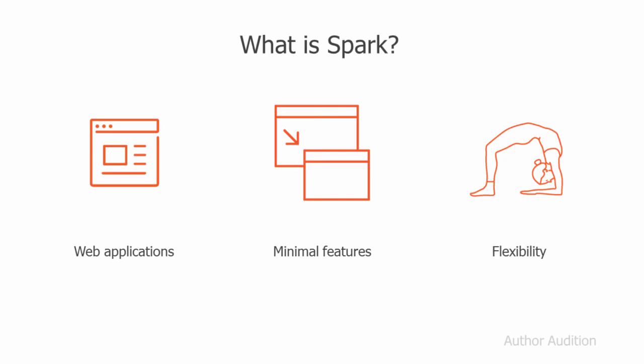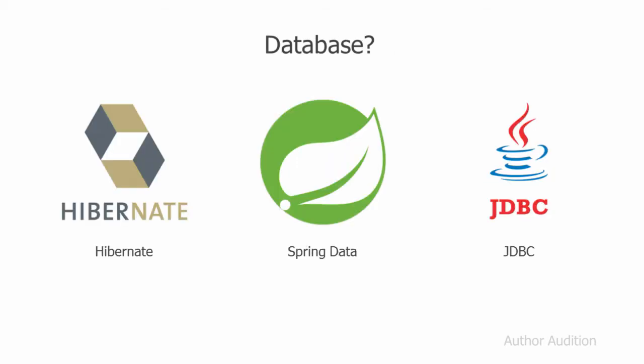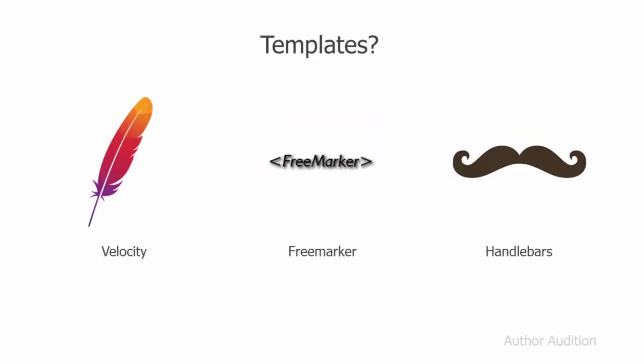Spark is a microframework for writing web applications. The micro part of the name means it's small and simple. For this reason, Spark comes with a minimal amount of features. This gives us a lot of flexibility because you can structure your application any way you want. You need access to a database? Use Hibernate, Spring Data, or plain JDBC. You want to use templates in the view layer? Use Velocity, FreeMarker, Handlebars, or many others.